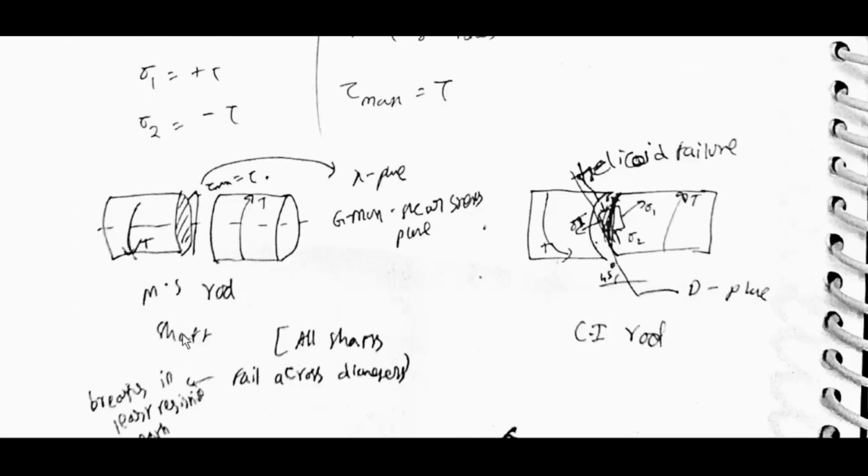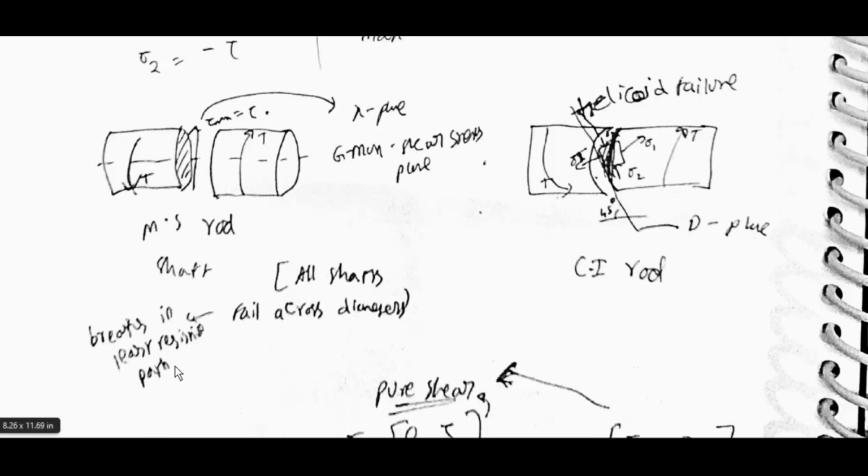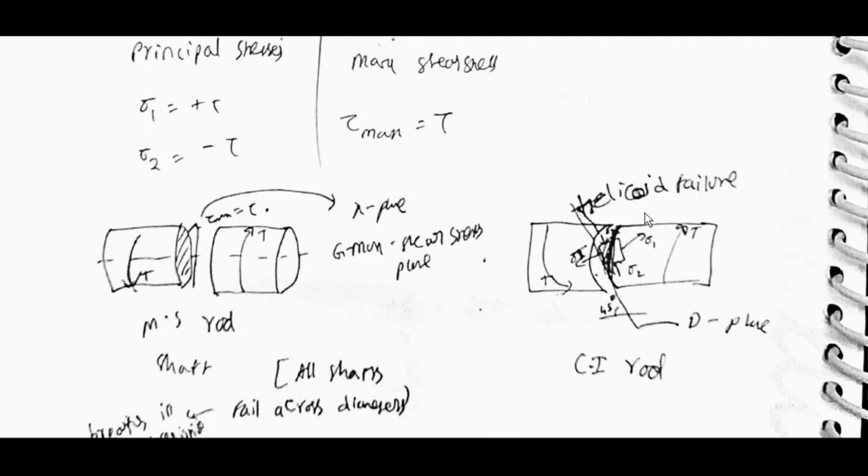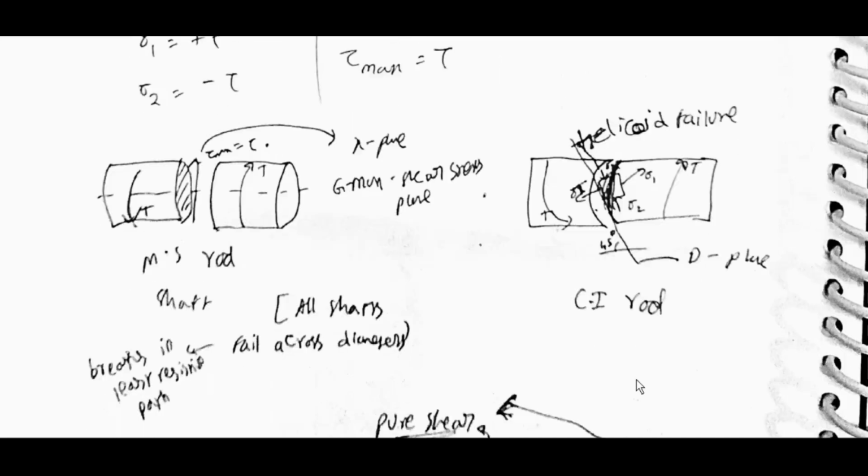For a mild steel shaft, the x plane and y plane are shear stress planes. This is the tau max shear stress plane. So all shafts fail across the diameter, breaking in the least resistance path. This is a helicoidal failure. For cast iron, the plane is the sigma 1 maximum plane. In pure shear, sigma is equal to 0, tau. Sigma 1 is equal to minus sigma 2, tau is equal to sigma.